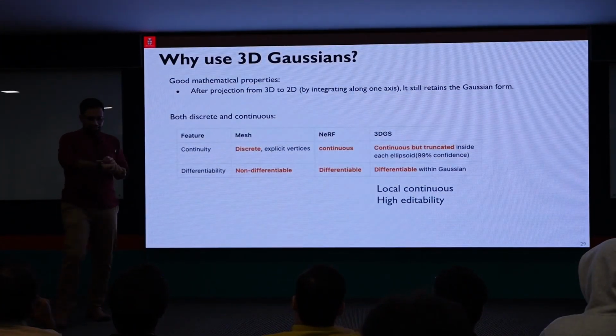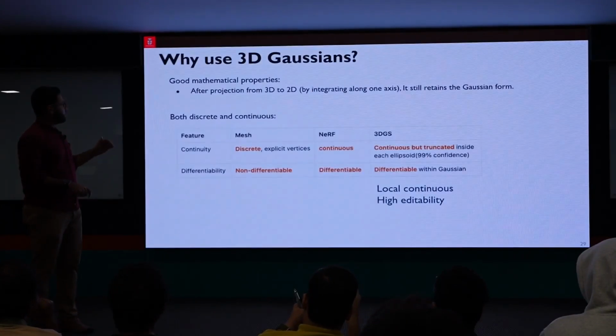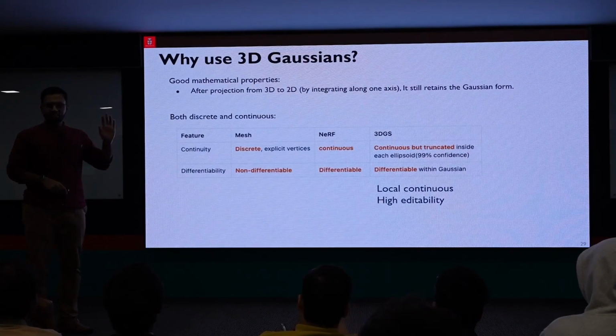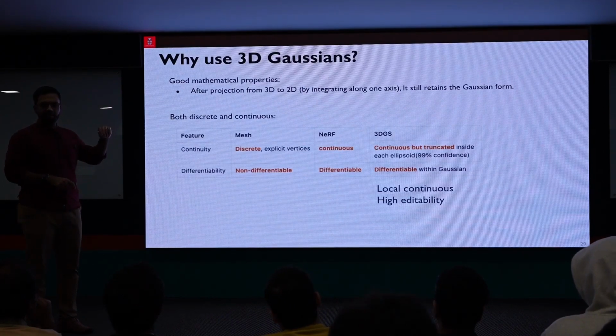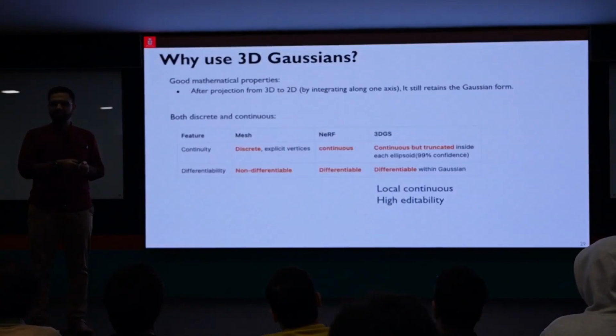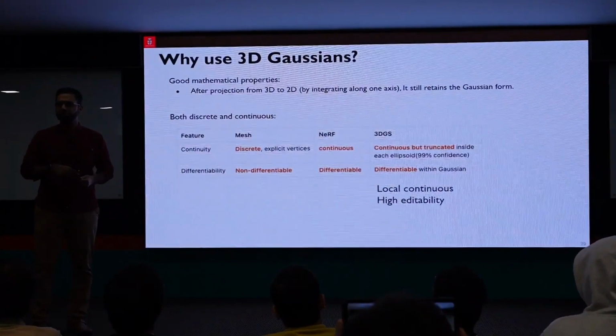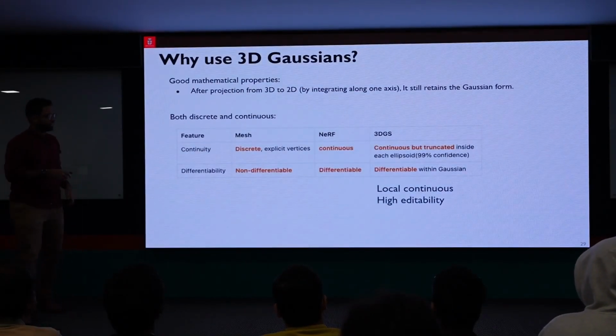I'm running a little bit behind, so I'll skip through this, except to say that 3D Gaussians have some very nice properties that make them desirable. It's continuous, differentiable, right? All that really helps when you're trying to do optimization. Those are all advantageous properties.